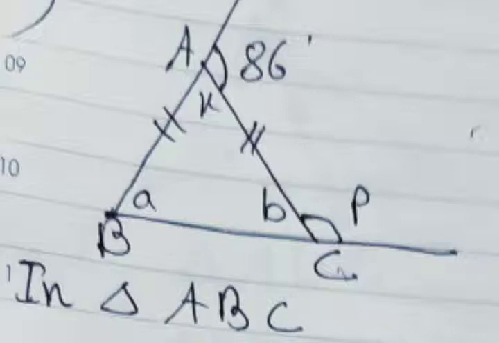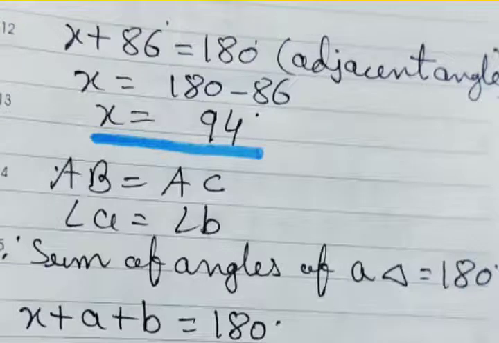Now subpart 5. In subpart 5 again you name a triangle here. So in this triangle ABC, AB equal to AC. So angle A is equal to angle B. So X plus 86 is equal to 180 degrees. Reason is adjacent angle, and X is equal to what? 180 minus 86, that is 94.